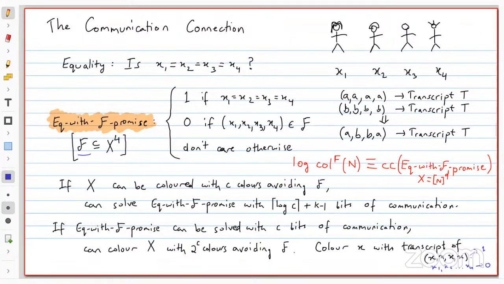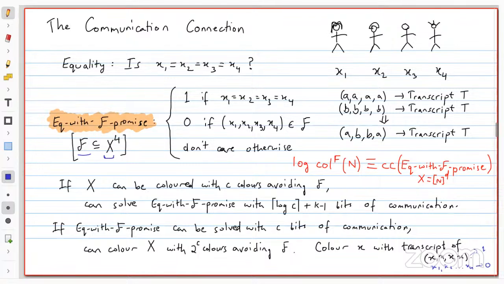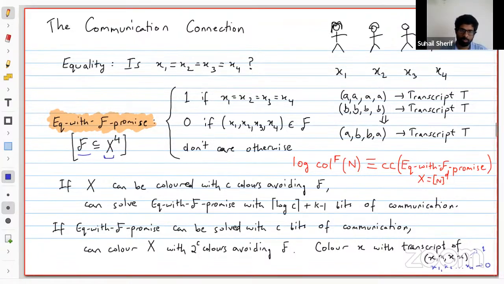So basically, Suhail, what are we coloring, X to the 4 or X? Oh, you're coloring X. So each of the inputs X1 comes from a set capital X, which is why script F is a subset of X to the 4. So if you think of X as being integers, you can think of F as being all 4-term arithmetic progressions, but you're still coloring individual integers.